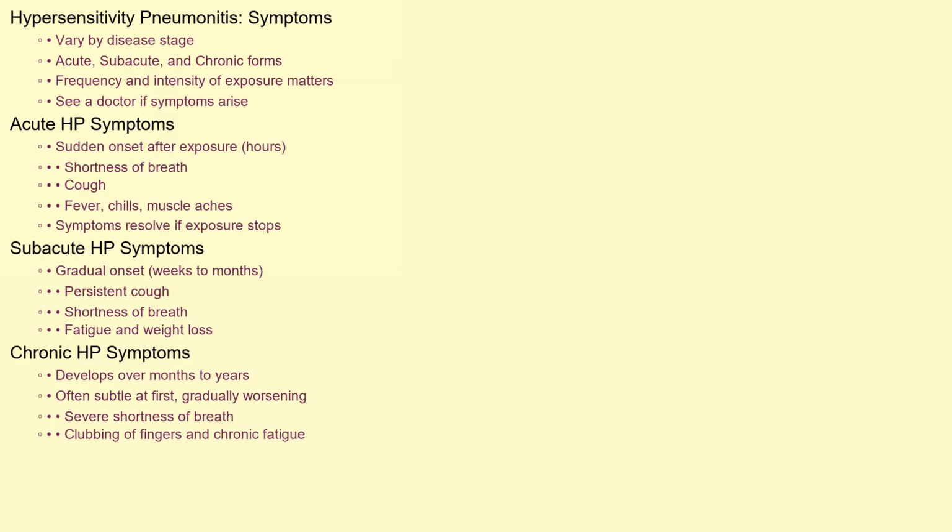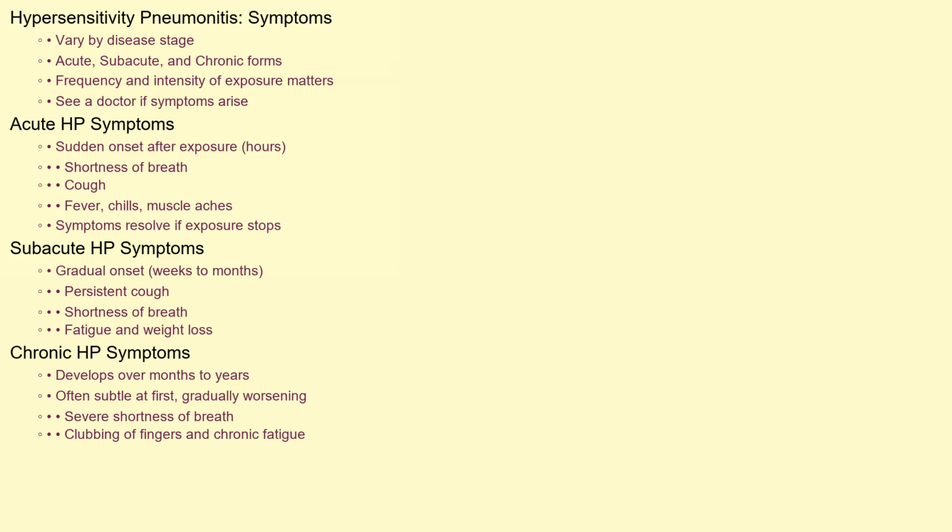The symptoms of hypersensitivity pneumonitis can vary depending on the stage of the disease and the frequency and intensity of exposure to the trigger. In the acute form, symptoms can appear suddenly, usually within hours of exposure. These include shortness of breath, fever, chills, and muscle aches. These symptoms usually resolve within a few days to weeks if the exposure is stopped.